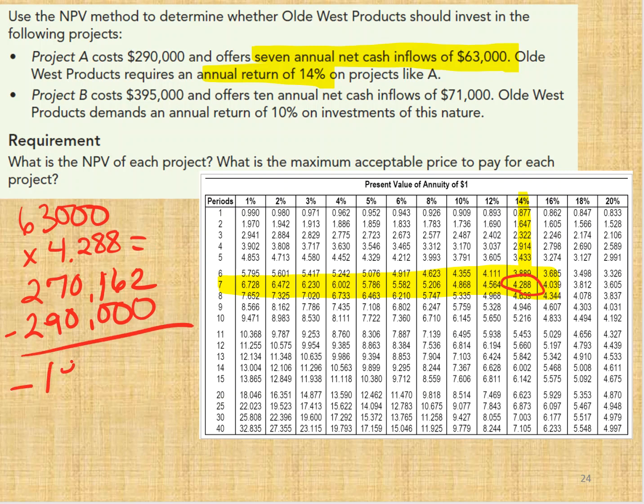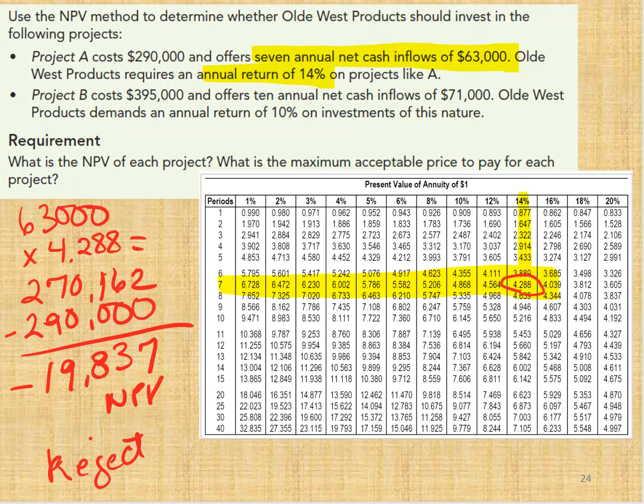So that means I have a negative $19,837 NPV. Since this is negative, it needs to be 0 or higher to be accepted. We would reject that particular project, meaning we would not want to go through with that because we have a negative NPV. Now we've got another example, or project B.